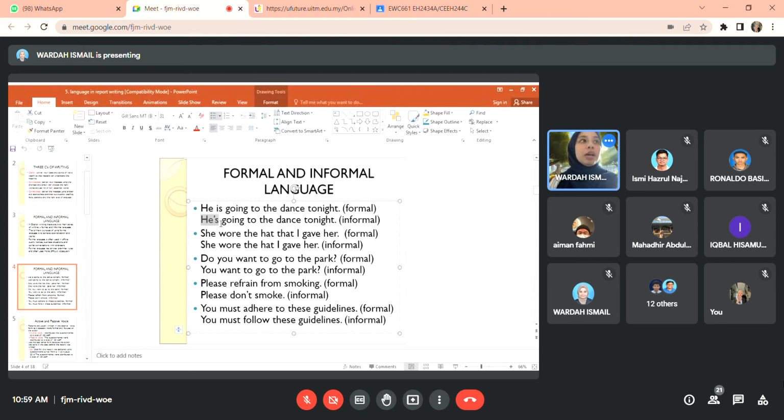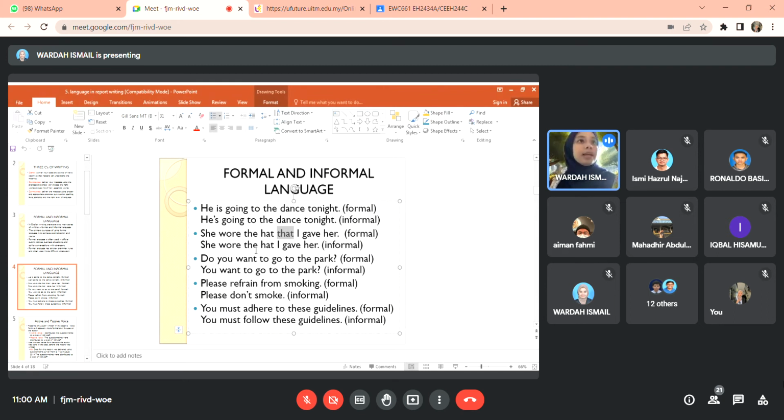Kalau informal, you use apostrophe. He's going to the dance tonight instead of he is going to the dance tonight. Okay, so make sure that you don't use the short form. This is an example of a short form daripada he is, dia pendekkan jadi he's. Okay. So dalam your proposal, you have to make sure that you use formal. Kalau bahasa Melayu, you guna bahasa baku. Okay? Okay, she wore the hat that I gave her, that is formal. Kalau informal, she wore the hat I gave her. Dia tak ada that. Okay, kalau that ni macam dia memakai topi yang saya telah berikan kepadanya. Okay, kalau informal, dia memakai topi saya bagi padanya. Okay, dia tak ada yang saya beri padanya.